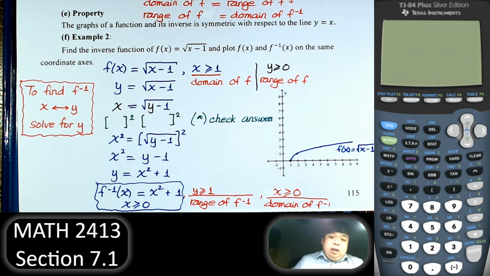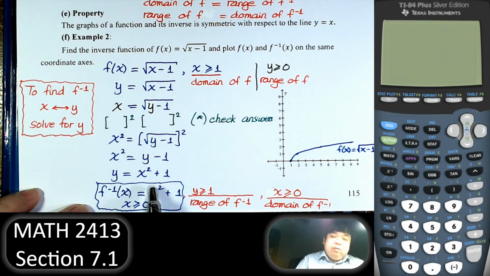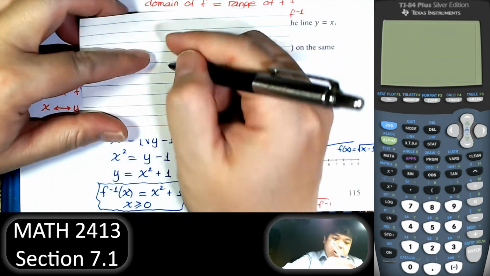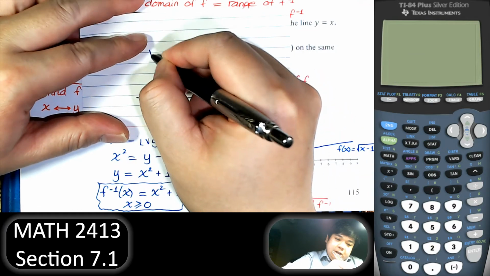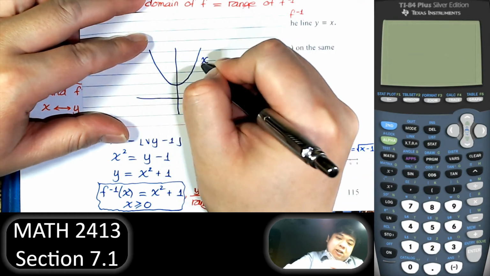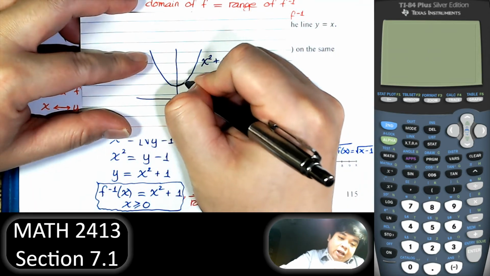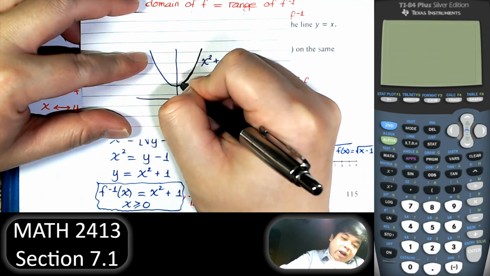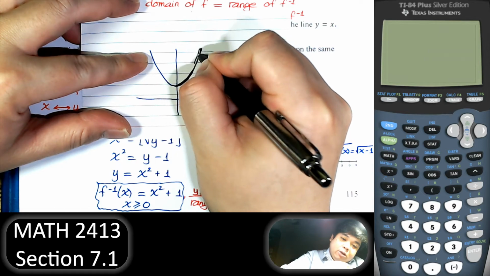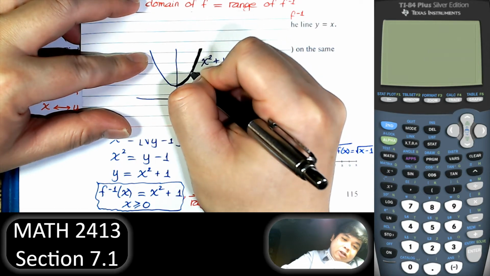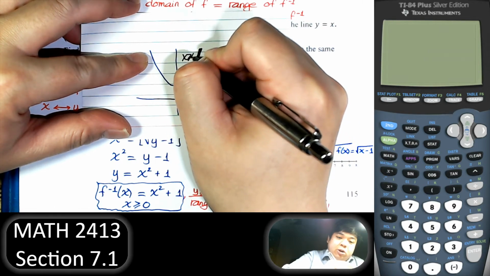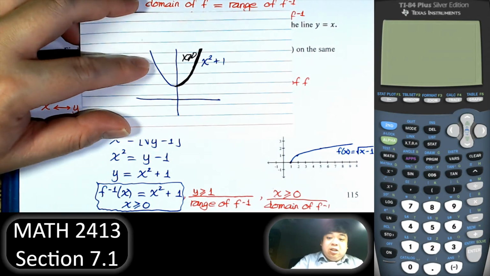Of course, with that, we have the one-to-one function, right? So x squared plus 1, like that. Now if we just want the part where x is greater than or equal to 0, we only have the right half of the parabola. So this is where x is greater than or equal to 0. So in that case, it is one-to-one.